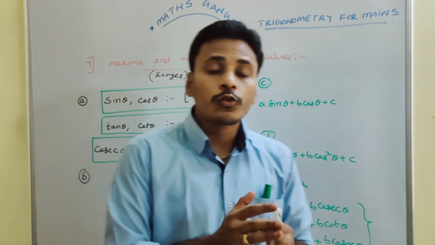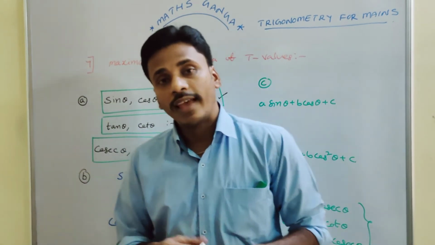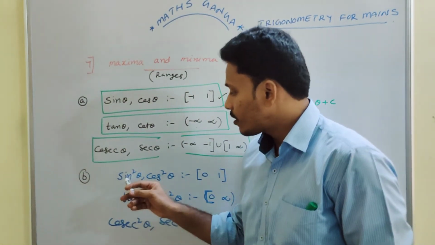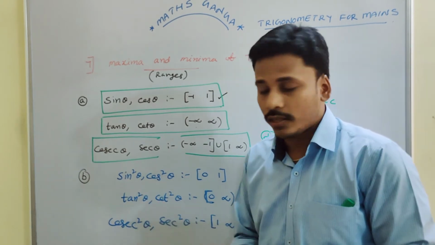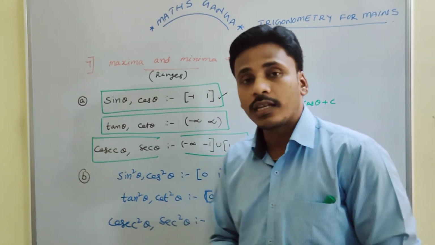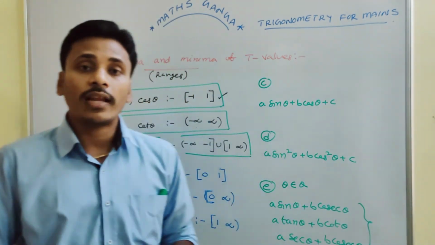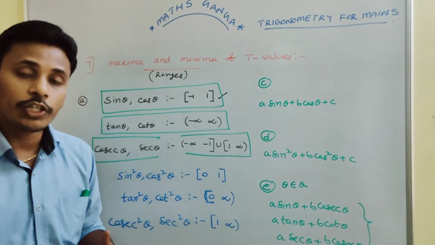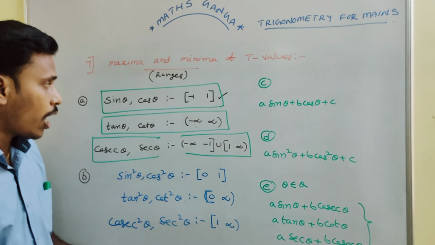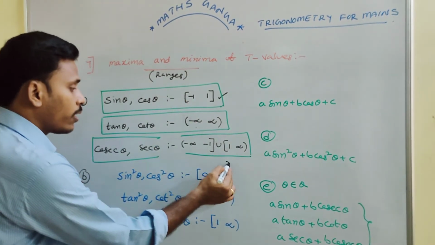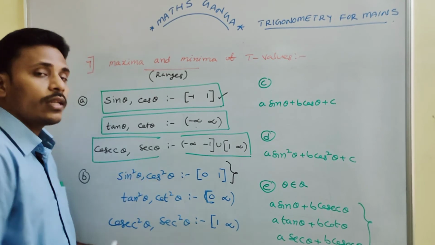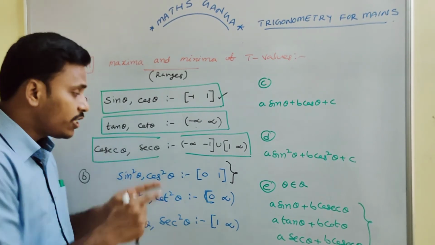And now, if you square these trigonometric ratios, what will happen? Now I am going to deal with sine square theta, cos square theta, as well as tan square theta, cot square theta, as well as cosecant square theta and secant square theta. If you square, the negative values of the trigonometric ratio also become positive. And now the -1 to 1 region, if you square it, comes under 0 to 1. So for sine square theta and cos square theta, the range is 0 to 1.